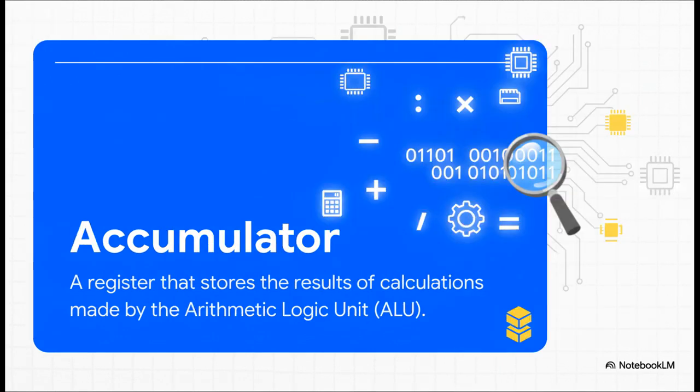And finally, for our registers, we have the accumulator. This one's a bit special. It's like the CPU's personal notepad or scratch pad. When another part of the CPU, the arithmetic logic unit, which we're going to meet in a sec, does a calculation, like 5 plus 3, the answer, 8, gets stored right here in the accumulator.